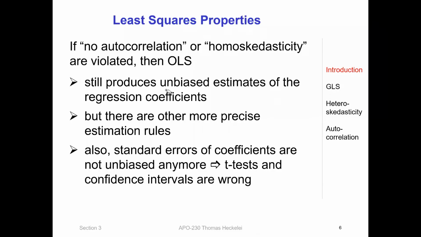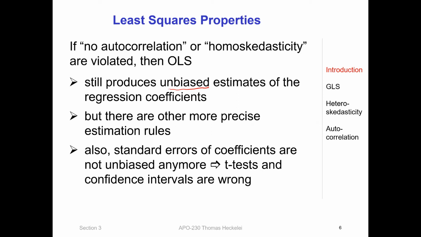Now let's start viewing the slide from here. Now what happens if there are autocorrelations or heteroscedasticities in our error terms? One important thing to remember is the coefficient from the regression, the b that we estimate, is still unbiased.